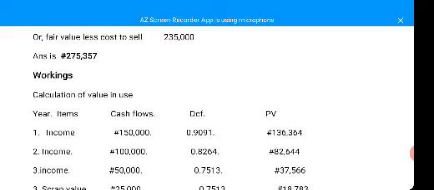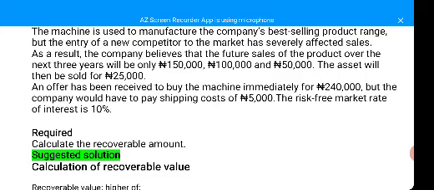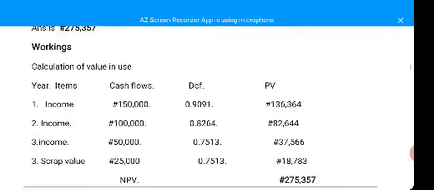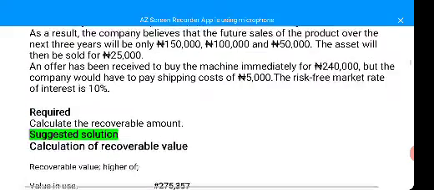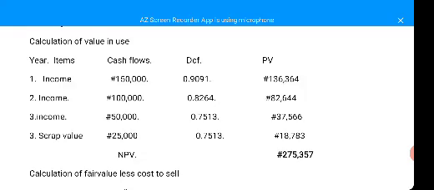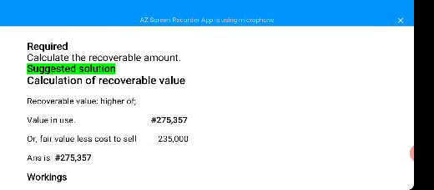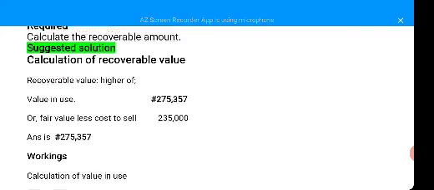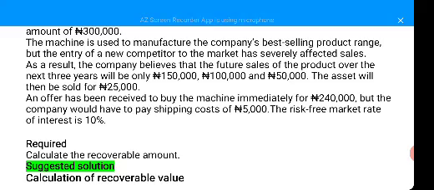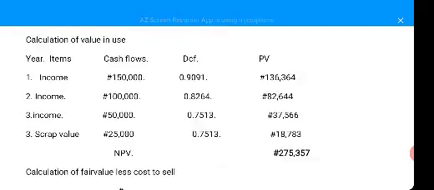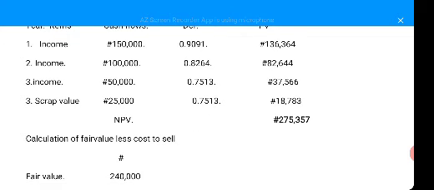Our cash inflows are given to us for the 3 years: 150, 100, and 50. So these are the cash inflows, and we are given a discount rate of 10%. And in year three, you are given the scrap value, which is part of the future cash inflows, which is 25,000. So the net present value is 275,357. This is your value in use.